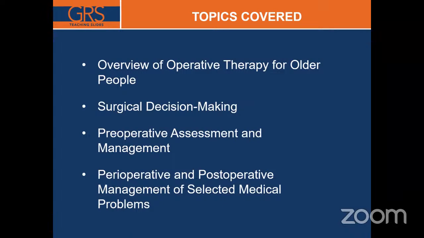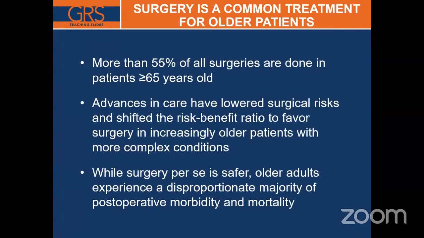And when we take a surgical decision to perform surgery on a geriatric patient, this is an extremely important decision, pre-op assessment and management, in addition to perioperative and post-operative management of selected medical problems such as cardiovascular problems. Regarding surgery in geriatric populations, more than 55% of all surgeries are done in patients age 65 and more. Advances in care have lowered surgical risk and shifted the risk-benefit ratio to favor surgery in increasingly older patients with more complex conditions. So it's only reserved for difficult conditions. Not any patient should have surgery.